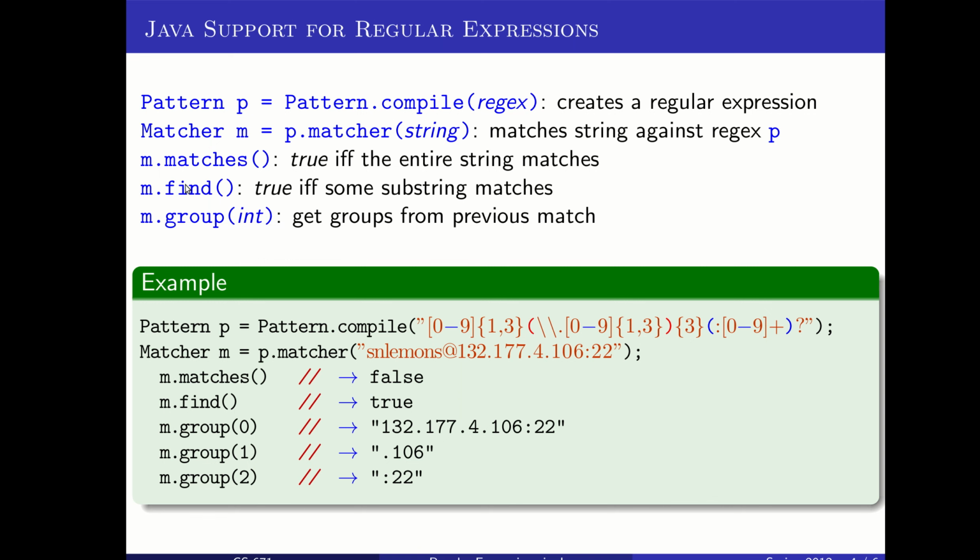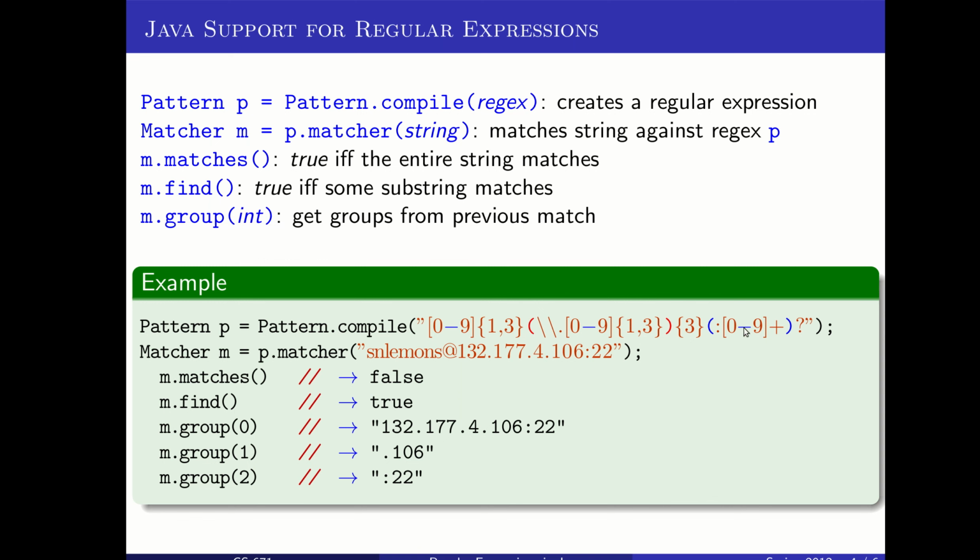We can do a find. So matches, by the way, will match only if the entire string matches. A find will say true if some substring of this string matches our regular expression. And then we can get parts of the match and pull it apart using the regular expression and the groupings. Remember, parentheses create groupings inside of a regular expression. So we could get the subnets and the network and the port number and all of these different things using the groupings. And that's exactly what we do here.